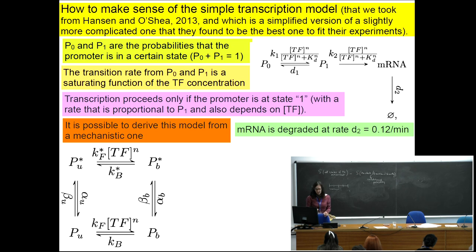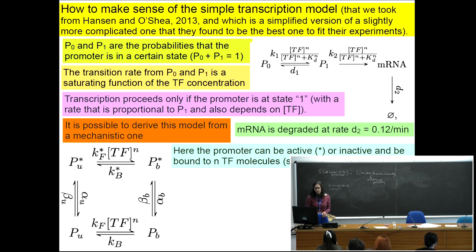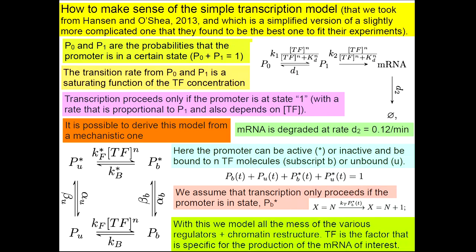We have it in this way. And assuming that there is a separation of timescales, so that this binding and unbinding of the transcription factor acts on a faster timescale than these other transitions, which are related to the remodeling of chromatin or other things that might be slower, then doing that separation of timescales, you can come back to this simple model in which the promoter is in only two states and the transitions are these saturating functions of the transcription factor concentration.